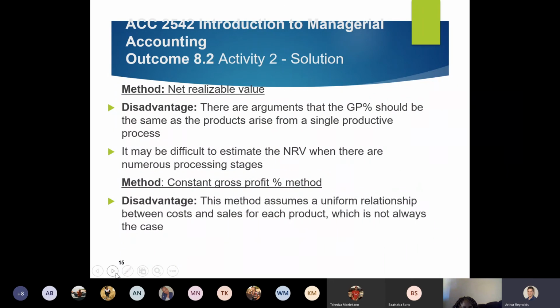Net realizable value. The GP percentage, let's say, should be the same as a result from the single production process. But it could also be difficult to calculate a net realizable value if there are a few processing stages. And the other one, which we're not going to do, is not part of it, is the constant gross profit method. This is where you say that all the products use the same gross profit and you apply it all over.